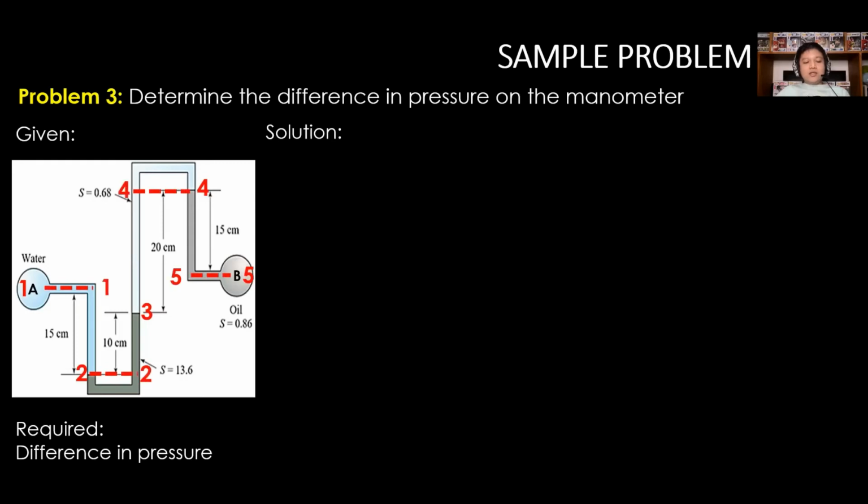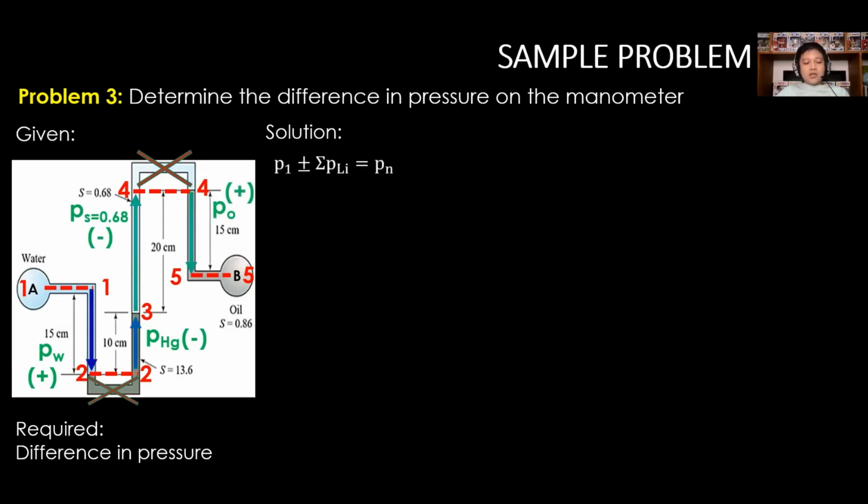Identify points with same pressure and eliminate the portion with same fluid pressure impact. Identify the direction of pressure contributions for points 1 to 2, that is downward, for 2 to 3, upward, for 3 to 4, upward, and for 4 to 5, downward. Apply equation and start at point 1.